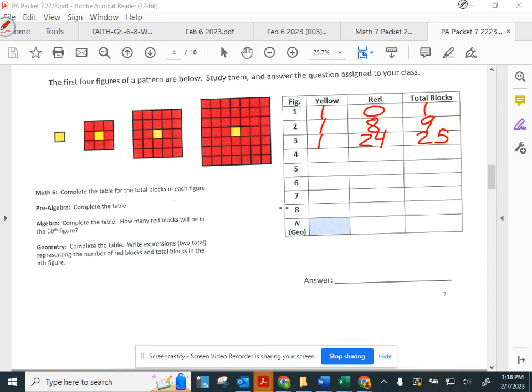Now let's look at figure 4. How many yellows? 1. How many reds? 48. How many altogether? 49.